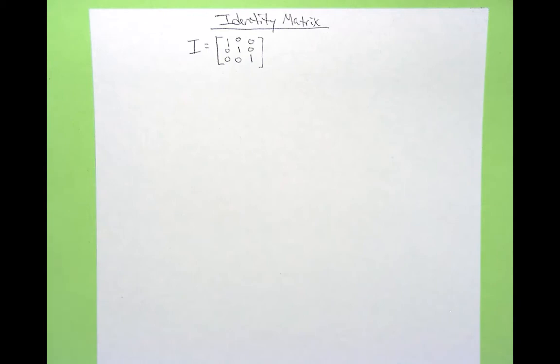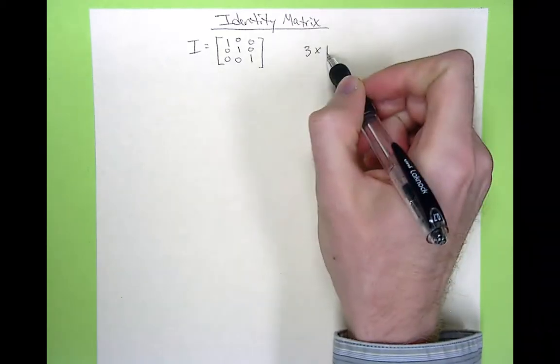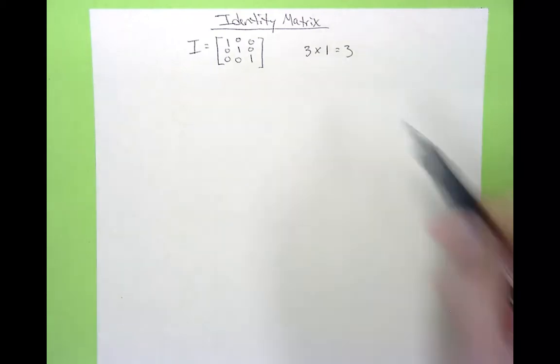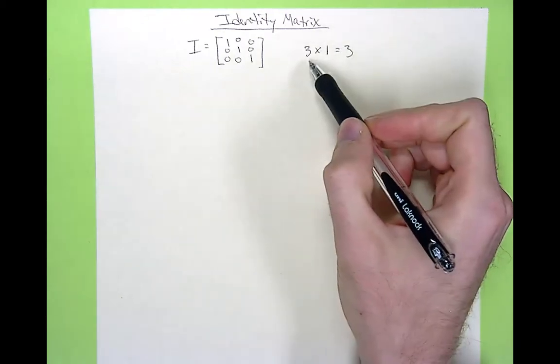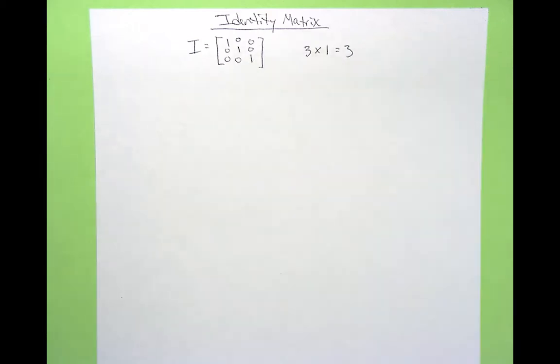Now this is pretty much like expressing the number 1 in algebra. So if you had 3 times 1, obviously that equals 3. The number multiplied by 1, in this case 3, remains unchanged. So the identity matrix works in a very, very similar way, if not the same. So let's do a simple example.